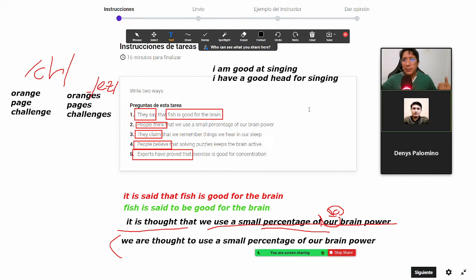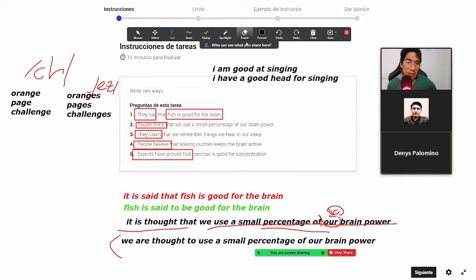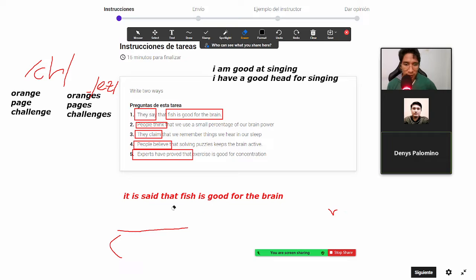Por ejemplo, es que yo soy el mejor cantando. Yo soy el mejor haciendo esto. En lugar de decir, I am the best doing this, you can say, well, it is thought that I can do this well. Or you can say, well, I am thought to do this well. Se piensa que yo lo hago bien. Soy humilde. Utilizo el impersonal. Did you understand the part? If you want to sound a little bit humble, you know? But if you don't want to, of course, you can say, I am the best. Well, it's up to you.